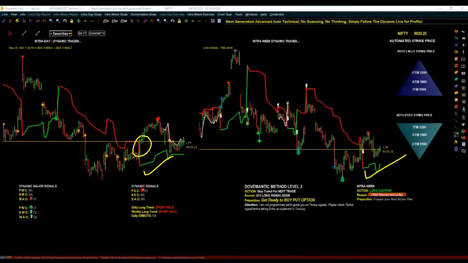In an uptrending market, if you are planning to buy a call option, then you are trading in favor of the trend. That is the right way, that is the best way to trade. Go ahead, no thinking, no guessing, just do the trade.